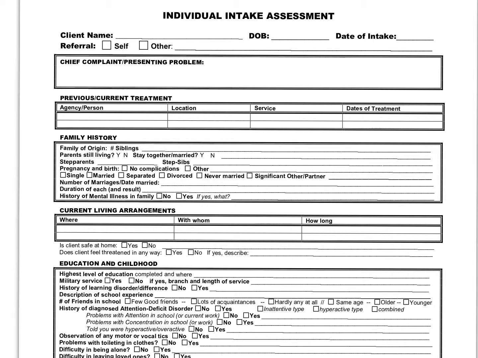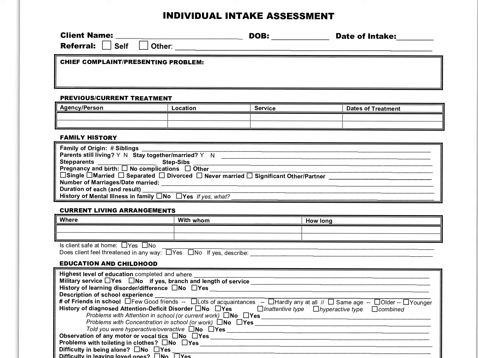That typically gets filled out in my initial paperwork. I also have my private clients complete a form online that's HIPAA compliant and tells me why they're seeking counseling, and I'll fill in that part, the chief complaint or presenting problem, based on how they filled out that form. Also on my form is asking if they've been seen by someone else, if they've received counseling before, so I can knock out the previous current treatment as well during that time.